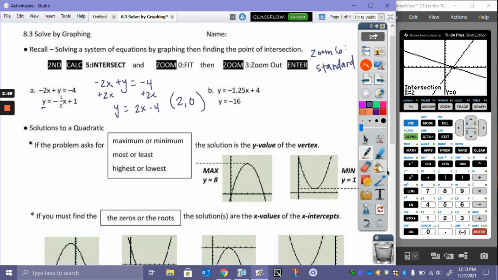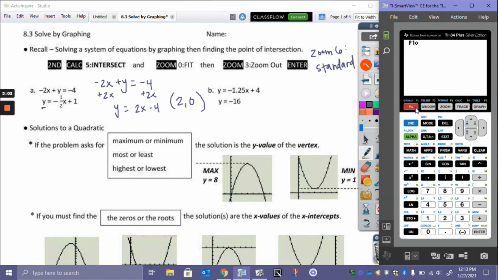All right, now let's come back to our next one. Now both of these are set to y, so we don't have to change that or solve anything. All right, so our first one, we have negative 1.25 x plus 4. And we have negative 16.